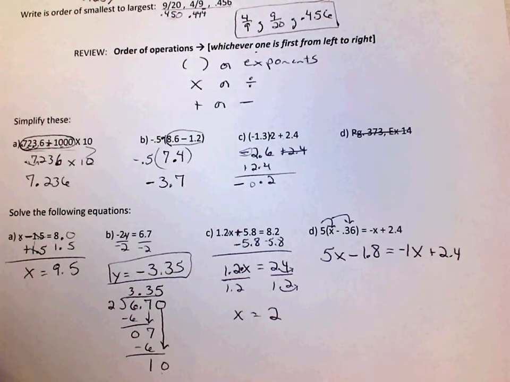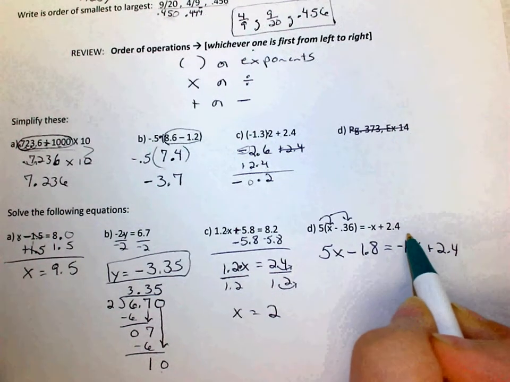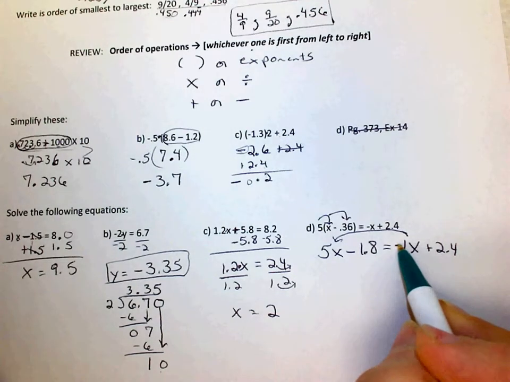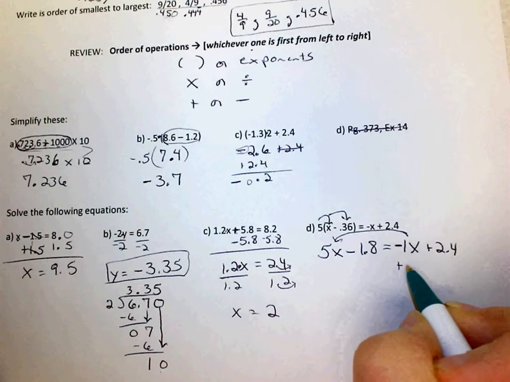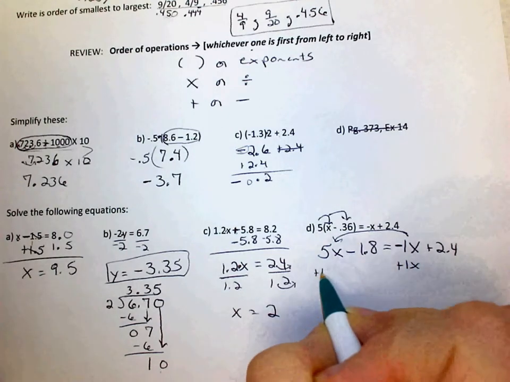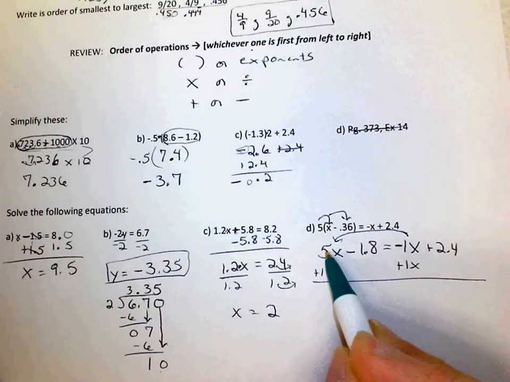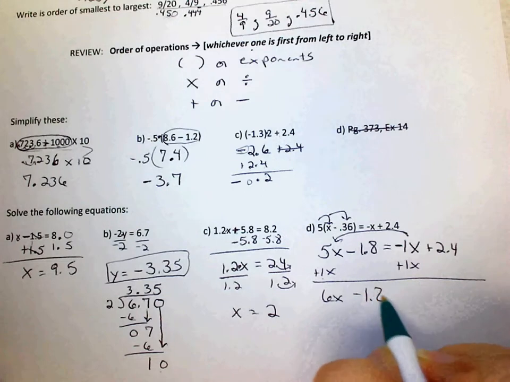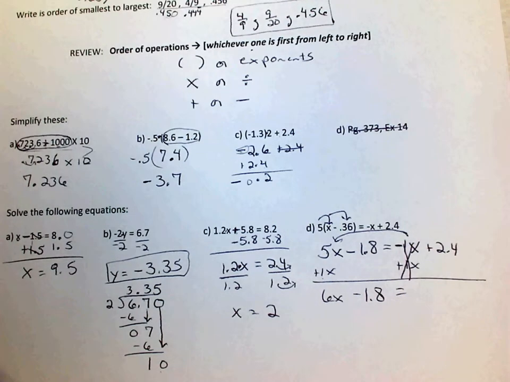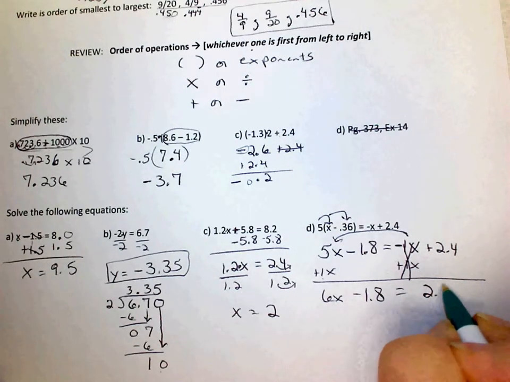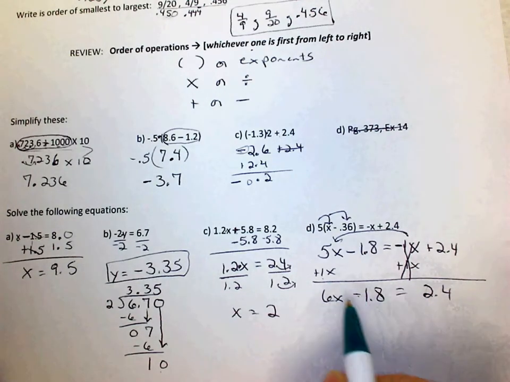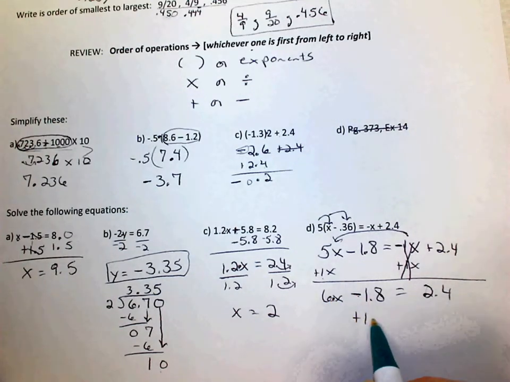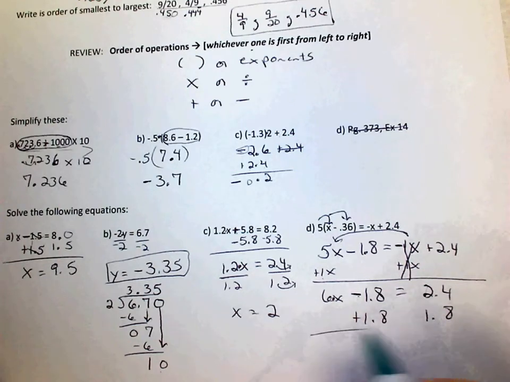You take small x to big X, either by adding or subtracting. This is a negative 1x, so the opposite of subtracting it is to add it. So 5x's plus 1x's gives us 6x's minus 1.8 equals, chop chop, positive 2.4. Now again, we got a minus and we got a times. So the opposite of minusing is to add. Chop chop. 6x is equal.